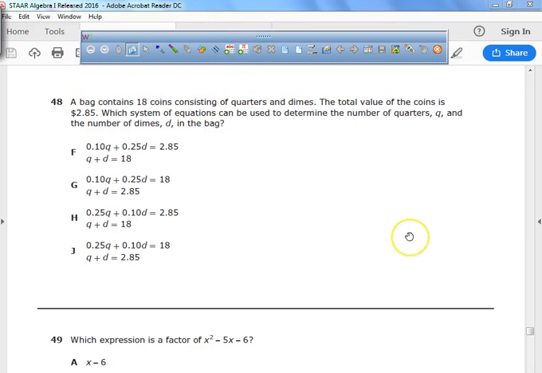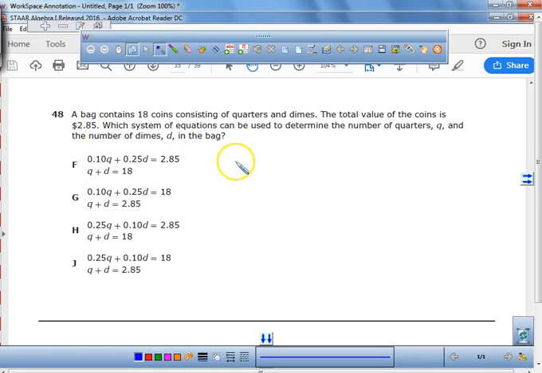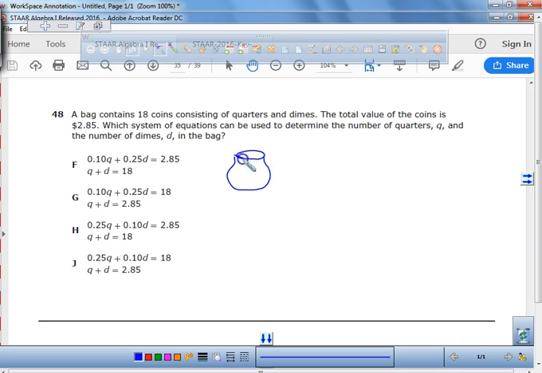We are going to be finishing up the 2016 STAAR Algebra 1 test. We're going to start with number 48. It says that we have a bag. So I'm just going to draw a bag. That's a horrible looking bag, okay? It's more like a pop in a bag.